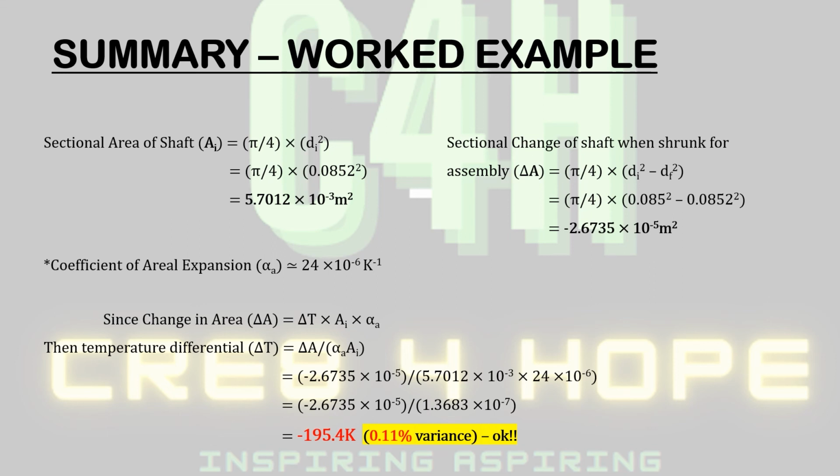So since the change in area, delta A, is equal to delta T, the temperature differential, times the original area of the shaft times alpha subscript A, characterizing the coefficient of areal expansion, then making the temperature differential the subject of this expression, delta T is equal to delta A divided by the product of alpha subscript A times the original area. So just a question of substituting known values, and that gives a result of minus 195.4 Kelvin. So relating this with respect to working out via the diameter, we get a variance of 0.11%. So that's very, very close.